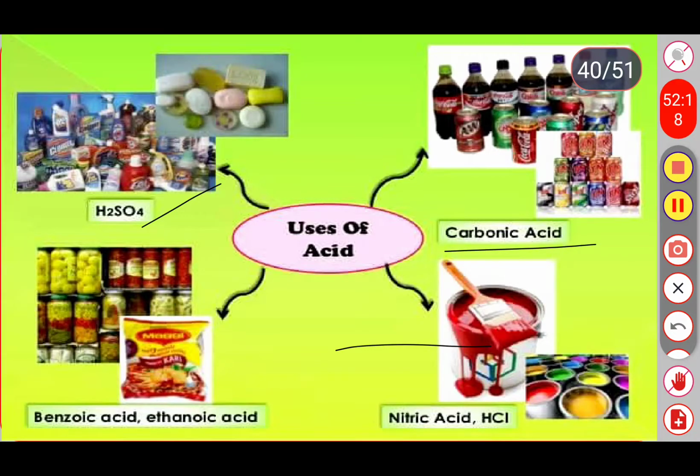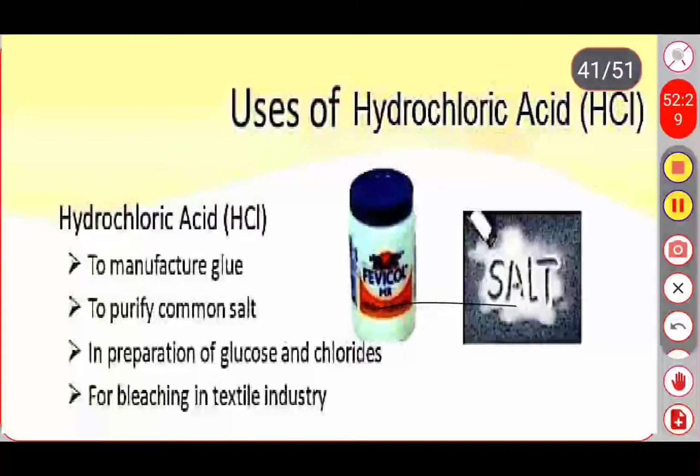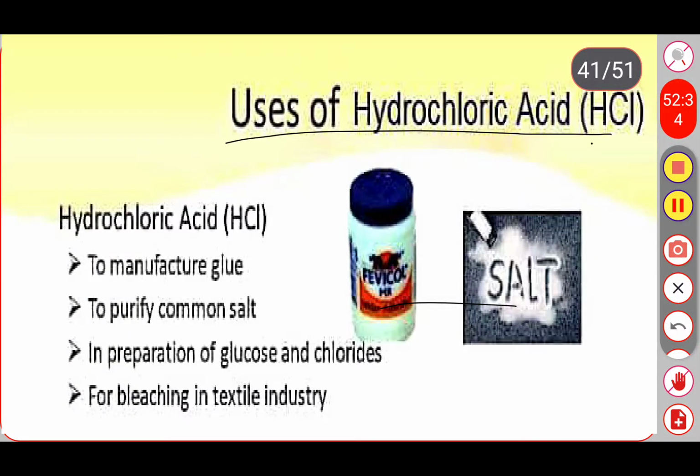See the first one, uses of hydrochloric acid, that is HCl. What are the uses of HCl? HCl is used in the manufacture of glues. Next one, to purify common salt, in the preparation of glucose and chlorides, for bleaching in textile industries. So these are a few uses of hydrochloric acid.